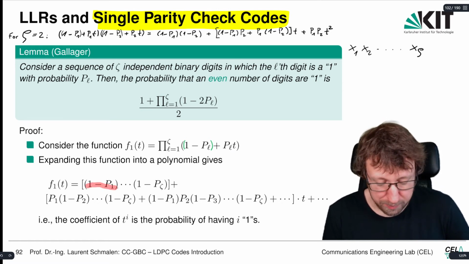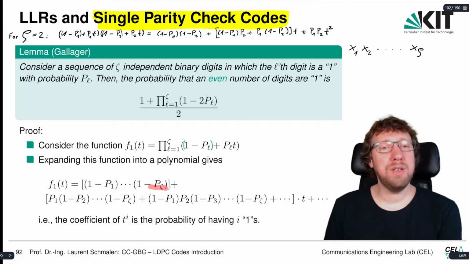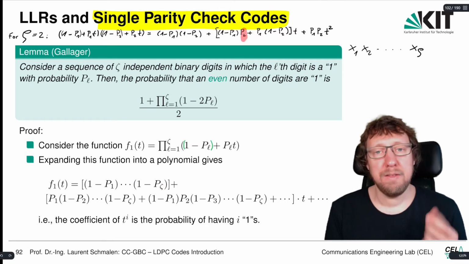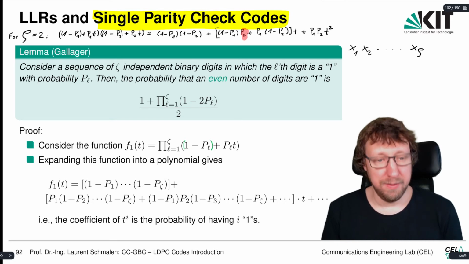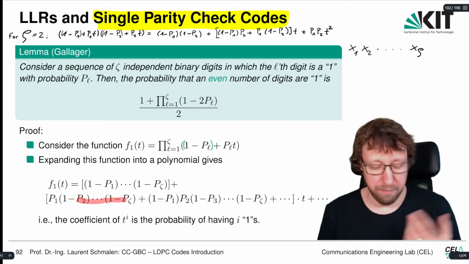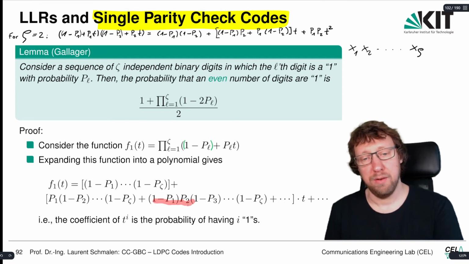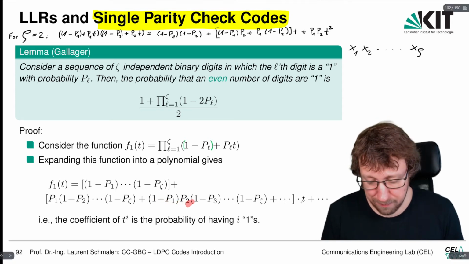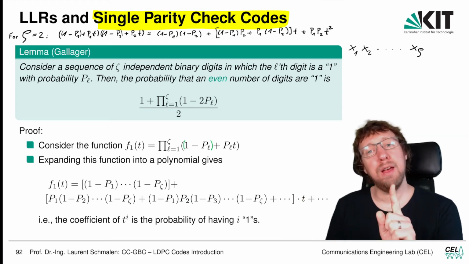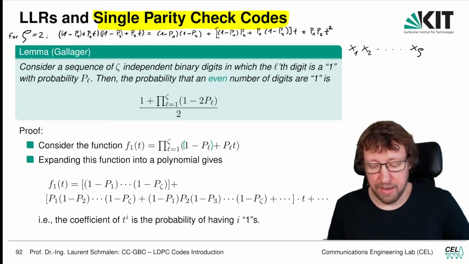So we have all the terms multiplied with 1 minus pi. And then we have the summation of all the factors that contain a single p, and all the other terms are 1 minus pi. So it's p1 times 1 minus p2, 1 minus p3, up to 1 minus p zeta, plus 1 minus p1 times p2 times 1 minus p3, 1 minus p4, and so on. So we have all these terms times t. Then we have all the terms with 2 p's, so pi, pj, and then all the other terms are 1 minus pk, and so on.